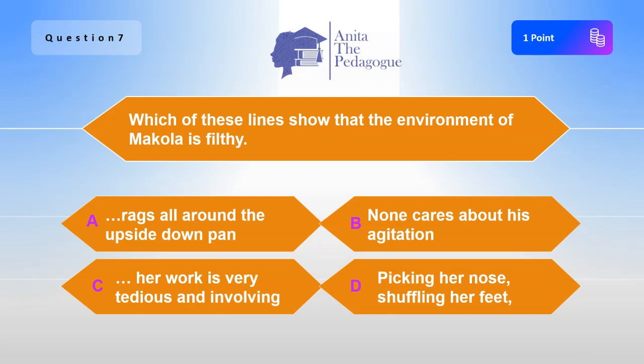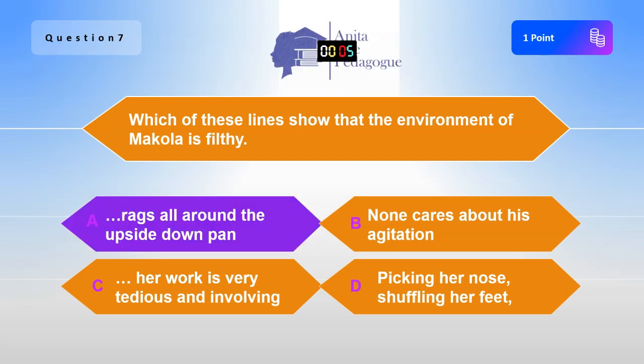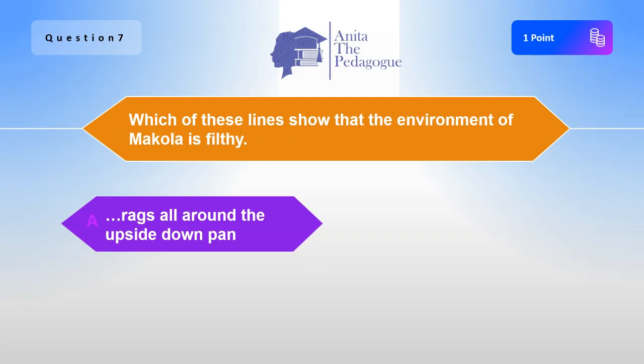Which of these lines show that the environment of Makola is filthy? A. Rats all around the upside down pan. B. None cares about his agitation. C. Her work is very tedious and involving. D. Picking her nose, shuffling her feet. The answer is A. Rats all around the upside down pan.